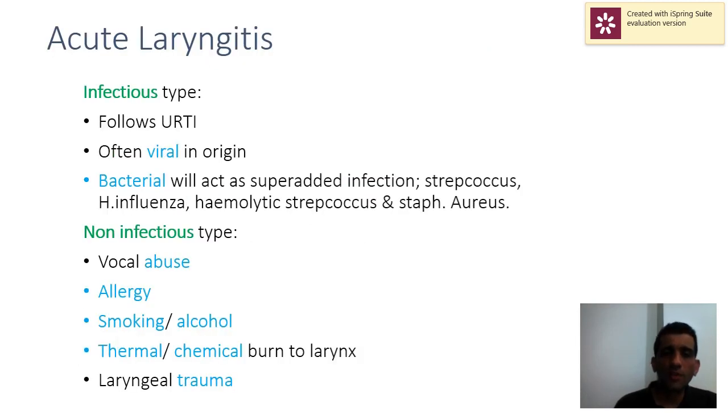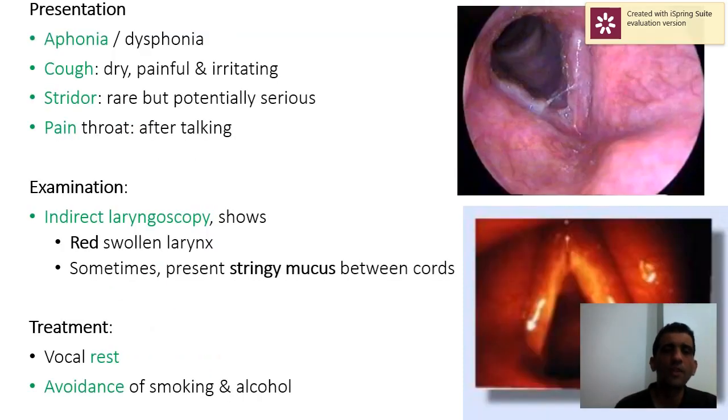One of the important benign conditions of the larynx is acute laryngitis, which is of infectious or non-infectious type. The infectious type follows upper respiratory tract infection and is most often viral in origin. It may be superadded by bacterial infection. The non-infectious type is secondary to vocal abuse, allergy, smoking, alcohol consumption, thermal or chemical burn, and laryngeal trauma.